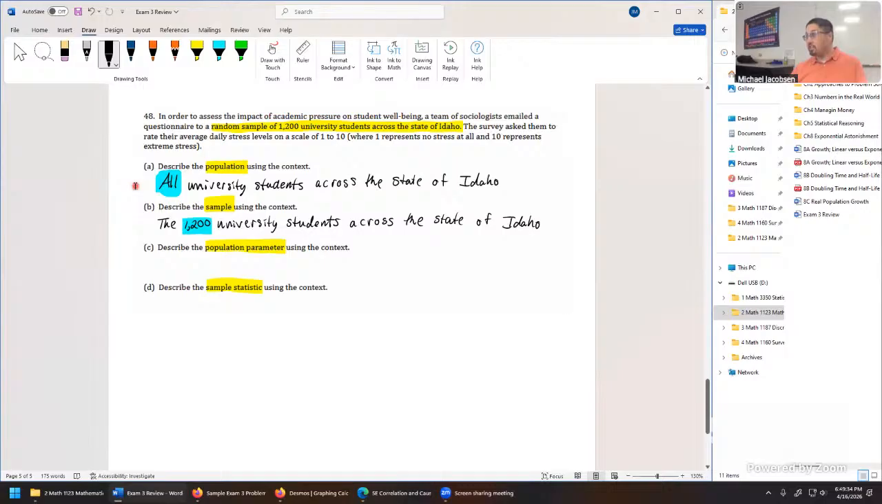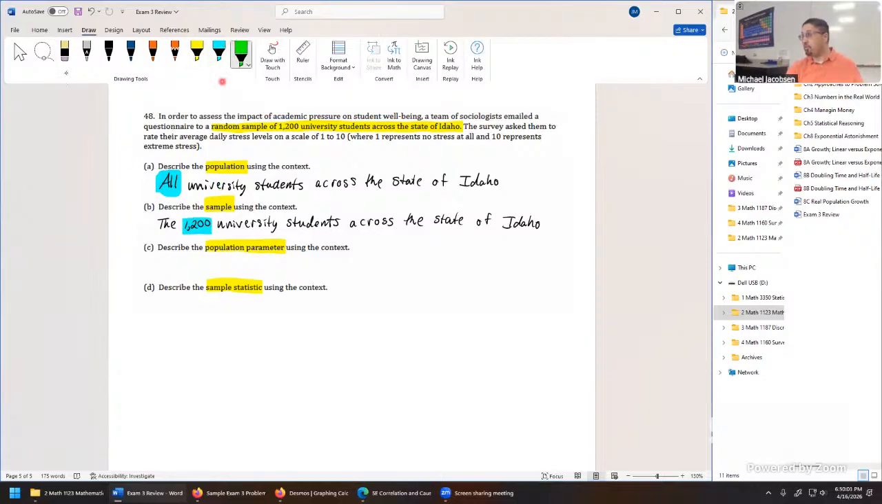So that's our population. When it says using the context, we have to go beyond just saying university students, because if we just end at university students, it could be misconstrued to mean all university students in the entire nation, USA. This was specifically in the state of Idaho, so we had to tack that part on. So that's the population, that's the sample.